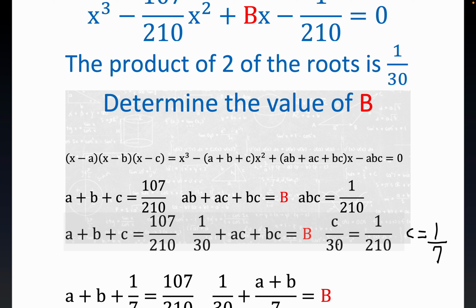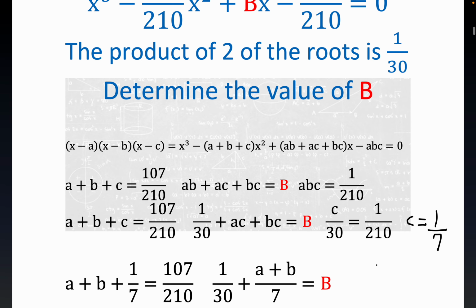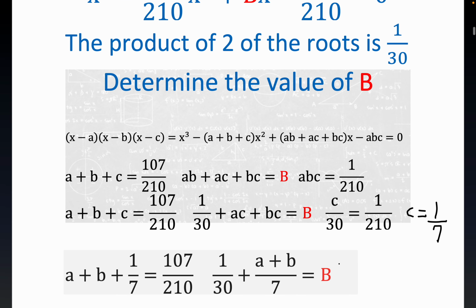Okay, multiply through by 30, you get 30 over 210, which reduces to 1/7. Now the next line will just be putting C. And so far, this is the only zero we're going to know, I think. You'll see how this goes. It's kind of cool. So C is 1/7. All right, so I just placed it right there.